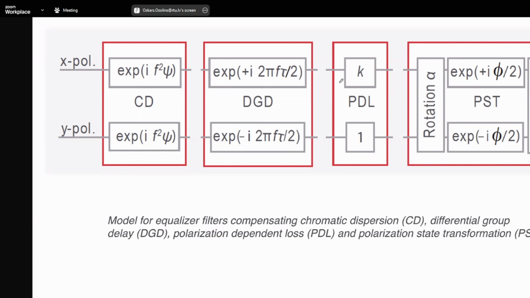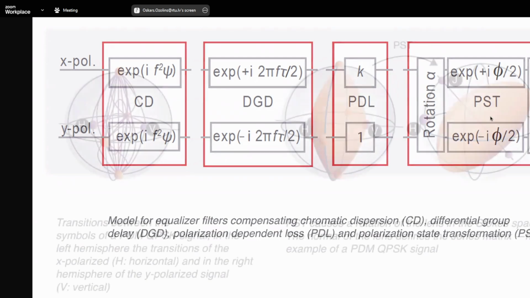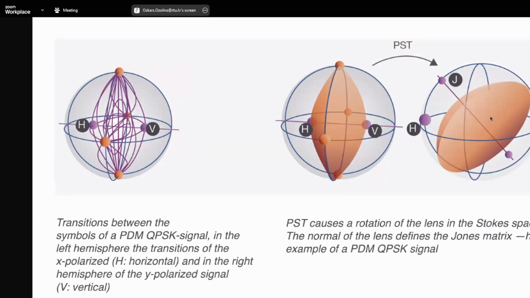Then polarization dependent loss. It's when one of the polarizations experiences more loss than the other. It can happen. Some components tend to do that, and then these rotations can be done with polarization state transformation or using these MIMO equalizers. Right.